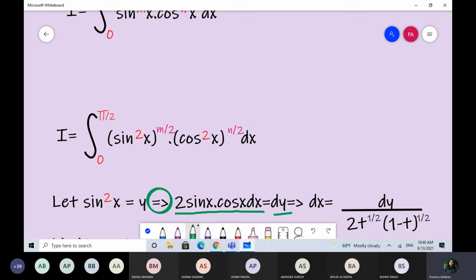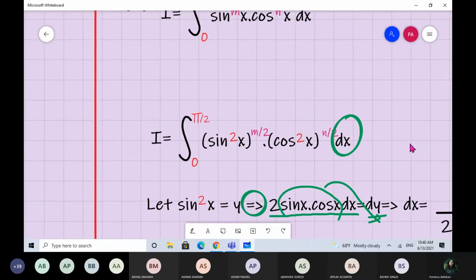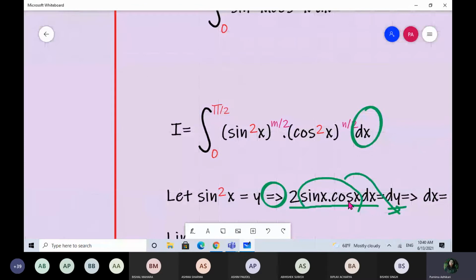And it also implies further, we need dx. We need dx in terms of dy. So sin x and cos x we take to the other side. It will go in the denominator: dy upon sin x cos x.